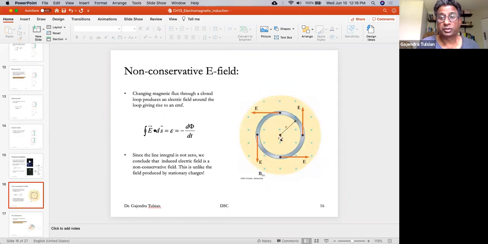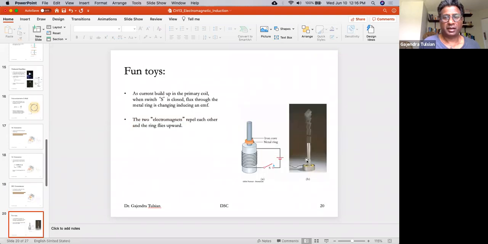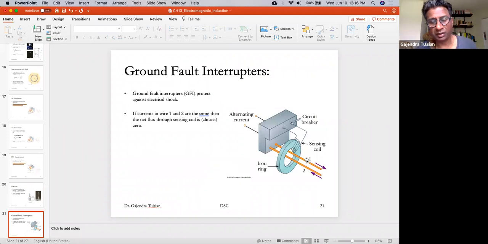So this slide shows you that the electric field induced by the time rate of change of magnetic flux is a non-conservative electric field. If the line integral of the electric field around any closed loop is non-zero, then that's a non-conservative electric field. All right, that covers the topics that we covered in this chapter. Okay. And I will stop recording now.